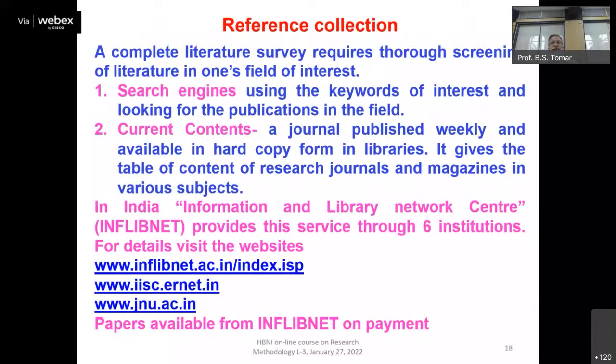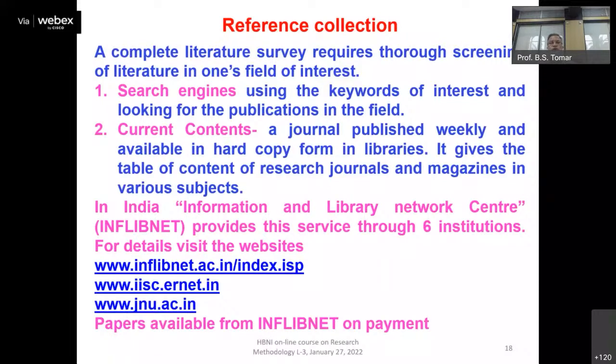Then the reference collection. It is important to have a collection of whatever literature you are surveying. So a complete literature survey requires thorough screening of literature in one's field of interest. You cannot say later on, oh, I did not know this work had already been done.